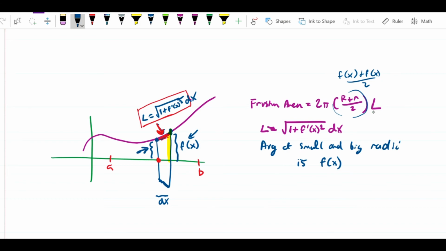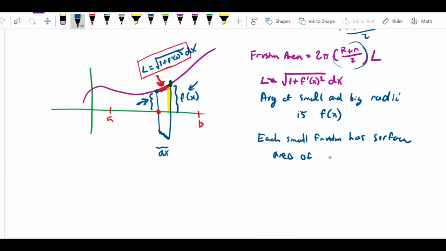So I have L and I have the average of the two radii, and that means that each small frustum has a surface area of 2 pi f of x square root of 1 plus f prime of x squared dx. That's the surface area of each small frustum. So once again, we go to our go-to move for calculus. We add up all the surface areas of all the small frustums, and that gives us a surface area. We write this with a capital S usually.